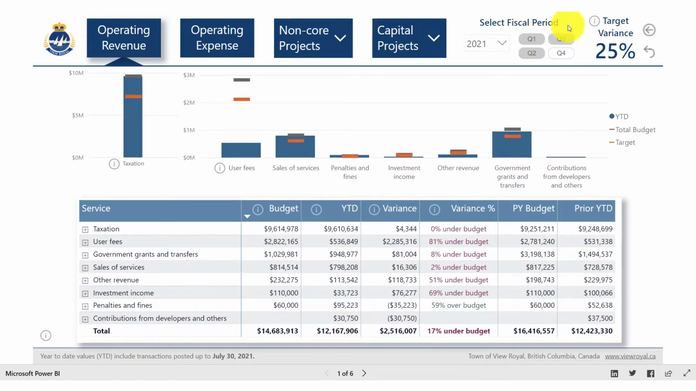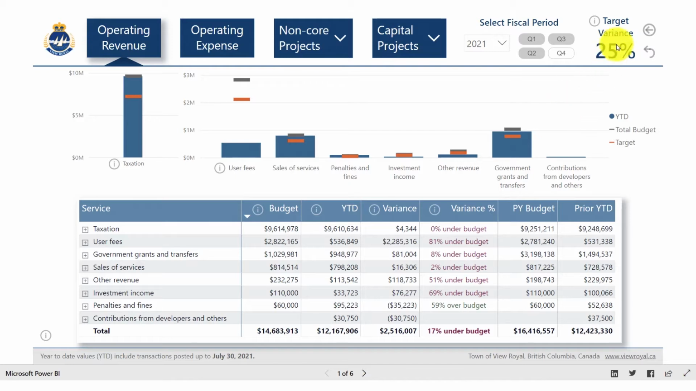When you select the quarters that you want to look at, keep in mind that this will affect the year-to-date columns and not the budget columns. At ViewRoyal, we budget on an annual year basis, which means we don't break down the budget 1 month at a time. So the numbers will always represent the whole year budget compared to the year-to-date amounts that are particular to the period or month that the transactions were recorded in.